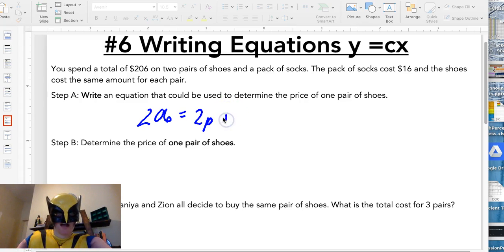Now I'm going to add my socks. I'm not going to use S because I actually know this. It's not a mystery. It's just going to be 16. So let's check out this equation. 206 is equal to my 2 pairs of shoes plus $16 for the socks. And that should make sense, because I spend a total of 206 on those shoes and those socks. Bam, there's my equation.